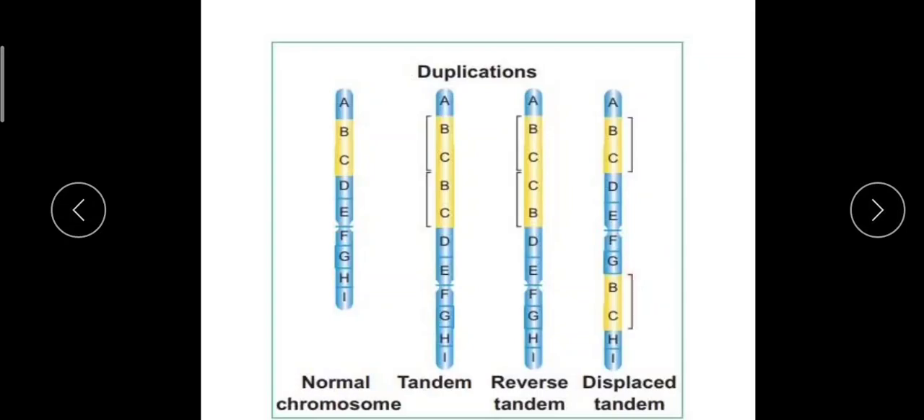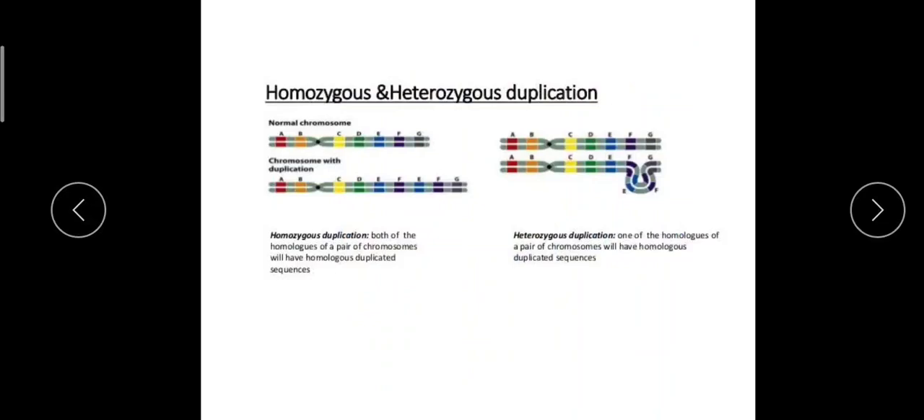See what happens in displaced tandem. Here the BC segment is duplicated and it is incorporated in the other arm of the same chromosome, but in another region. That is called displaced tandem duplication. And this duplication also, as we discussed in deletion, can be homozygous duplication or heterozygous duplication. Both are represented here in the figure.